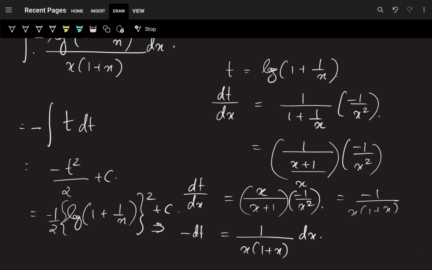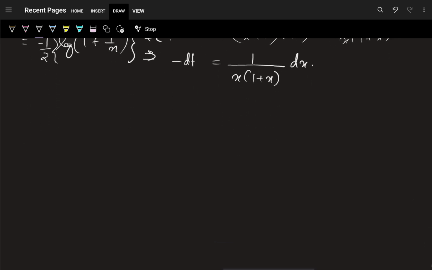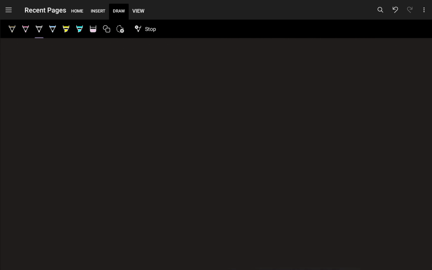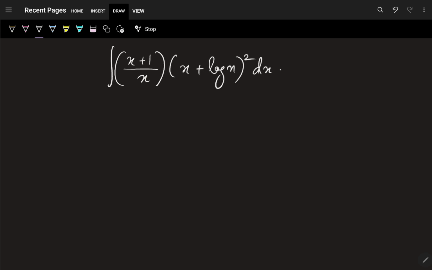So we're gonna move on to the next question. The next question is integration of (x plus 1) upon x into (x plus log x) whole square dx. Now the idea to integrate is, if you let t as x plus log x, dt upon dx is 1 plus 1 by x.